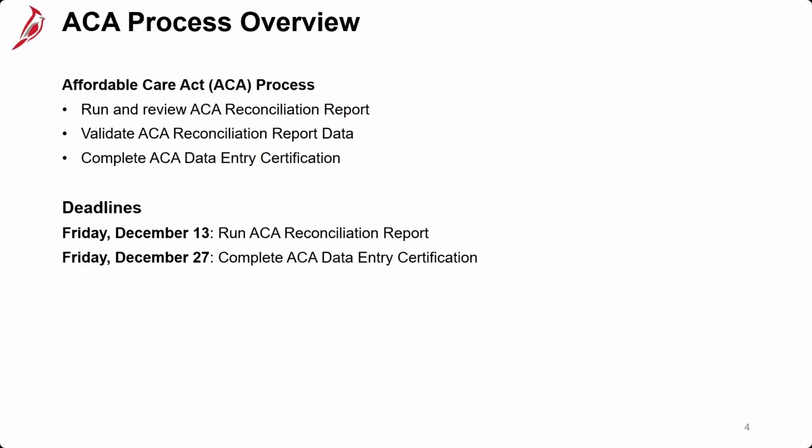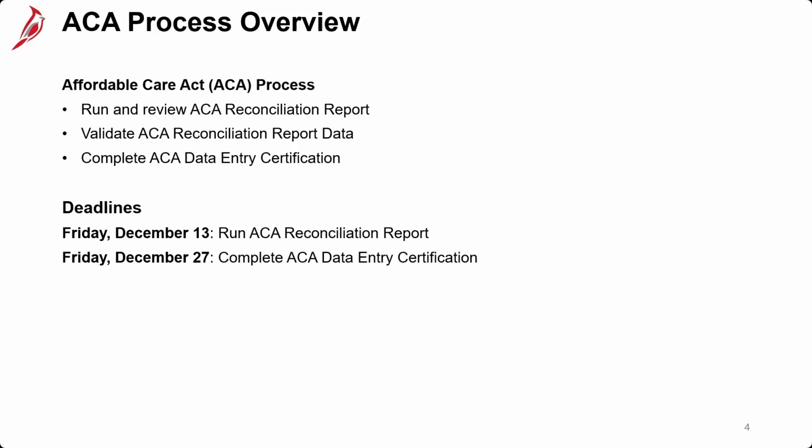So today we're going to do a few things. We are going to run and review the ACA Reconciliation Report. We're going to talk about validating that data and then completing the ACA data entry certification piece. There are two important deadlines for you to remember. You need to run the ACA Reconciliation Report by Friday, December 13th. That's the deadline to run the report for the year. You'll have time after that to continue to review the data, but please submit that report by the 13th.